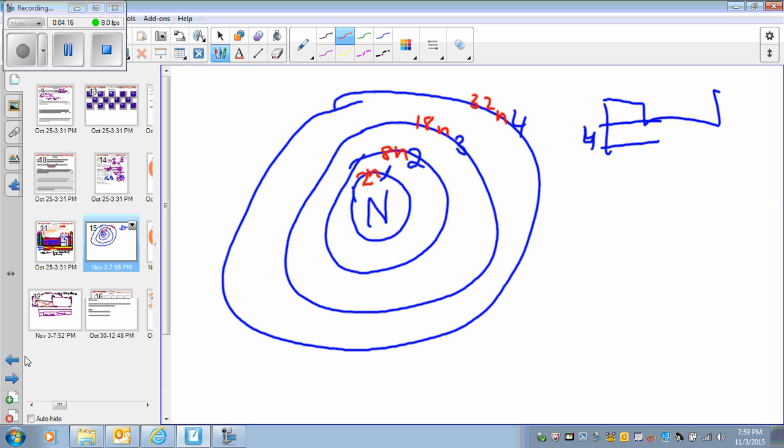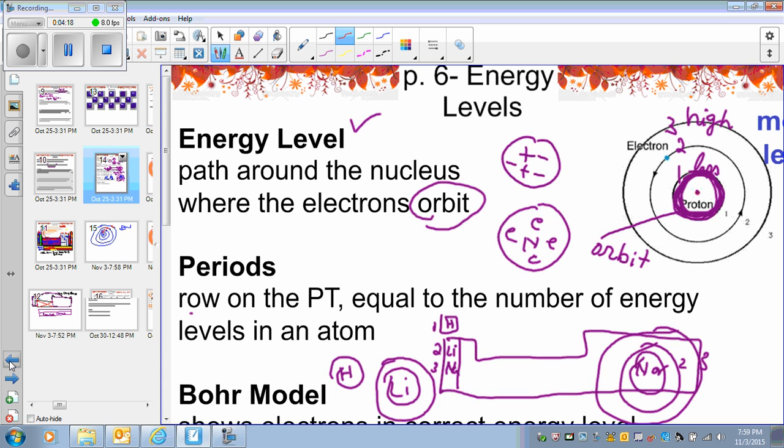So this is what I have explained so far. Bohr explained it by the principal quantum number.